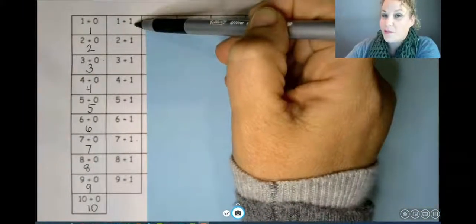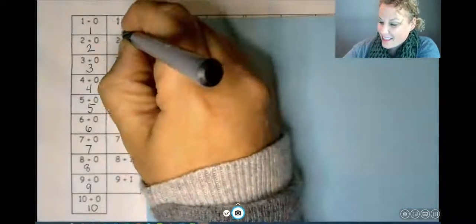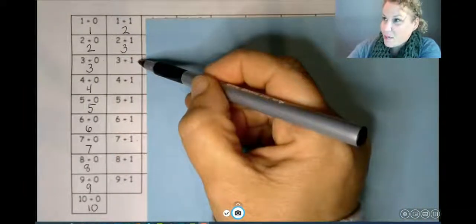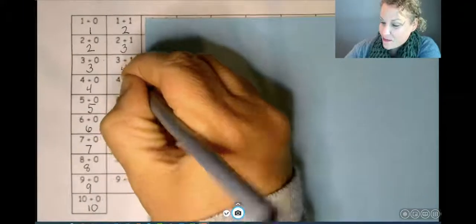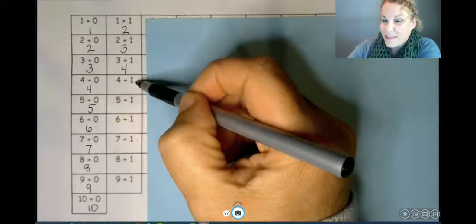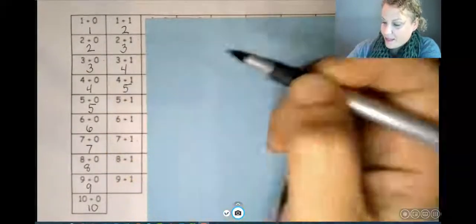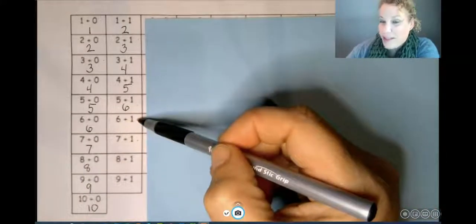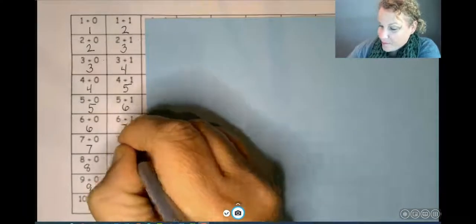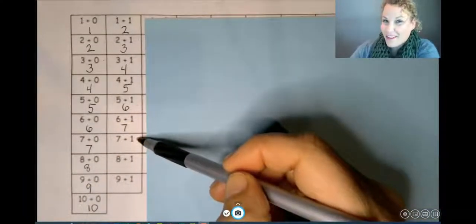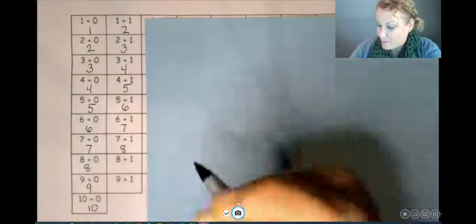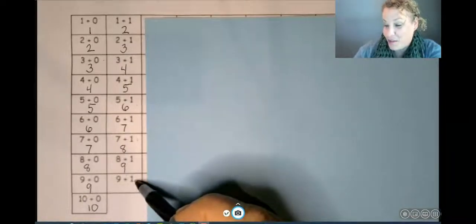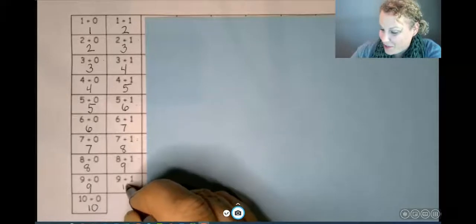Ready? 1 plus 1 equals 2. 2 plus 1 equals 3. 3 plus 1 equals 4. 4 plus 1 equals 5. 5 plus 1 equals 6. 6 plus 1 equals 7. 7 plus 1 equals 8. 8 plus 1 equals 9. 9 plus 1 equals, nice job, everybody.